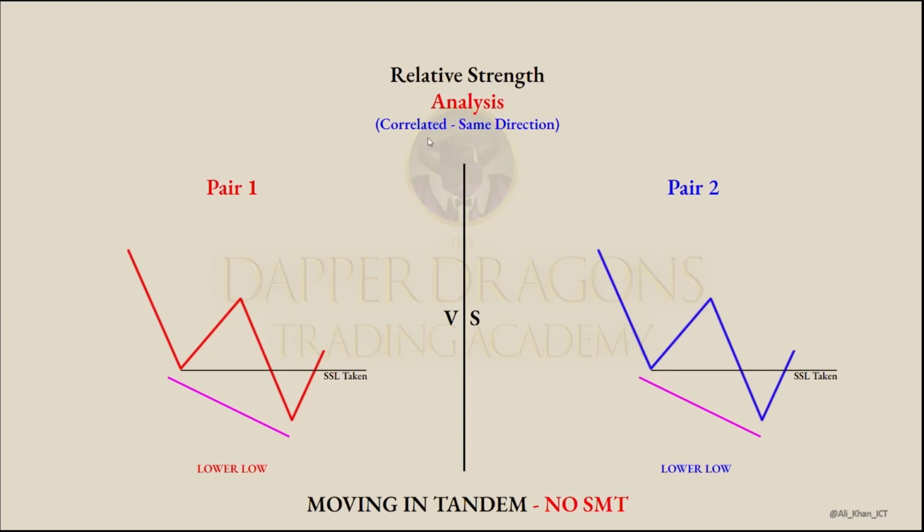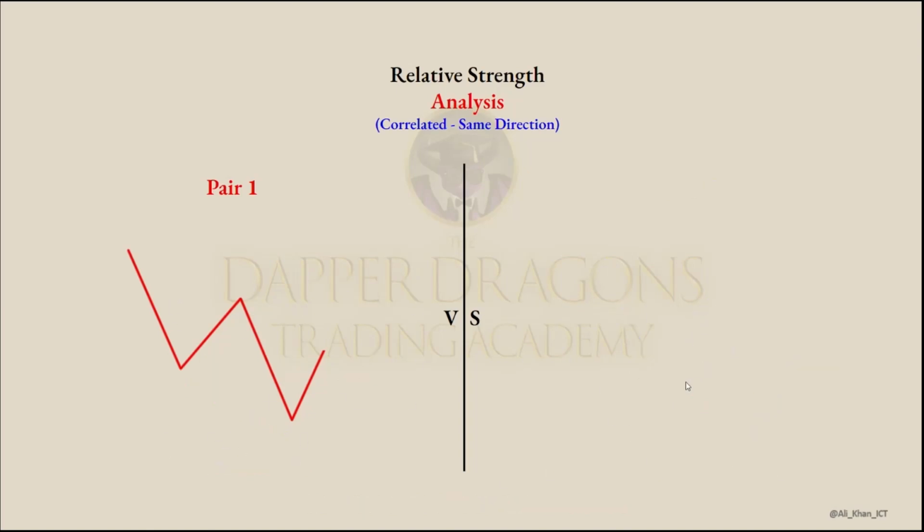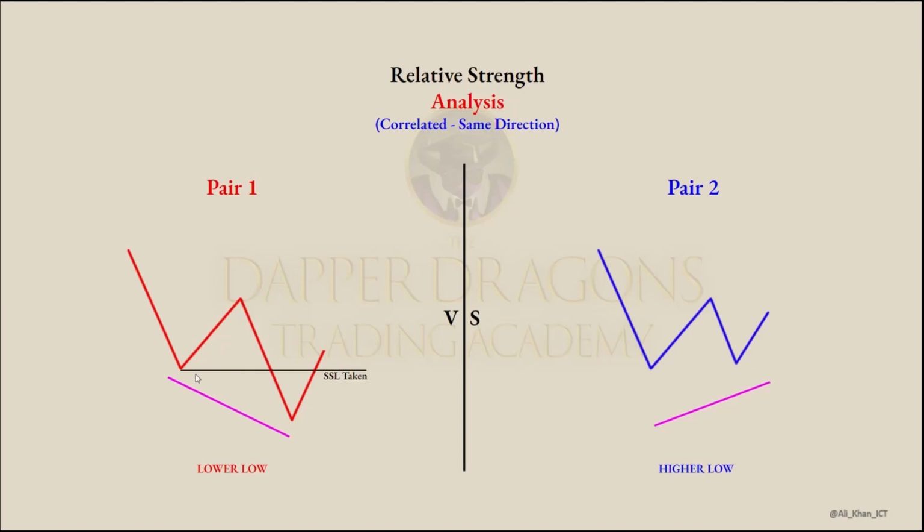So if we're looking at a correlated market, they should basically be making higher highs and higher lows in sync with each other. Now if we take pair 1 and pair 2, this time we see a lower low in pair 1 and a higher low in pair 2. We see sell side taken in pair 1, and we don't see sell side taken in pair 2. This is a crack in correlation, and there's a valid SMT divergence between pair 1 and pair 2.